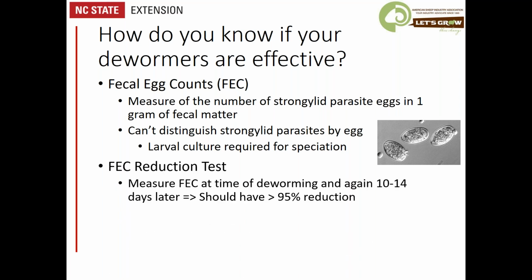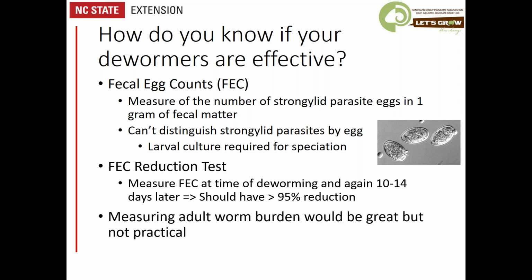So we take that fecal egg count and we can do what we call a fecal egg count reduction test. We measure the fecal egg count at the time that we deworm, the time we apply that treatment, and then we measure that fecal egg count again roughly 2 weeks later, 10 to 14 days later, and we should see a greater than 95% reduction in that fecal egg count. If we see less than a 95% reduction, that tells us that our dewormers are not as effective as they should be, and we probably need to start thinking about some alternatives. So this can be a great tool to determine if our deworming products are actually effective.